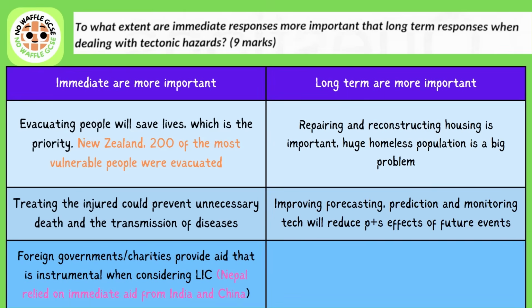Improving forecasting, prediction, and monitoring technologies. This is an important long-term response because it will then reduce the future primary and secondary effects of future events. This can then massively ensure that the country is safe. For example, Japan is impeccable at doing so.